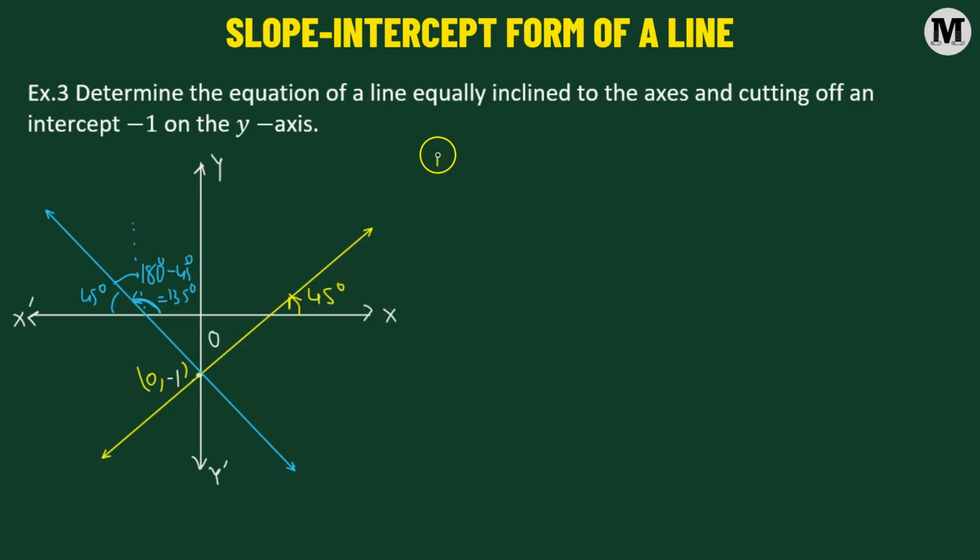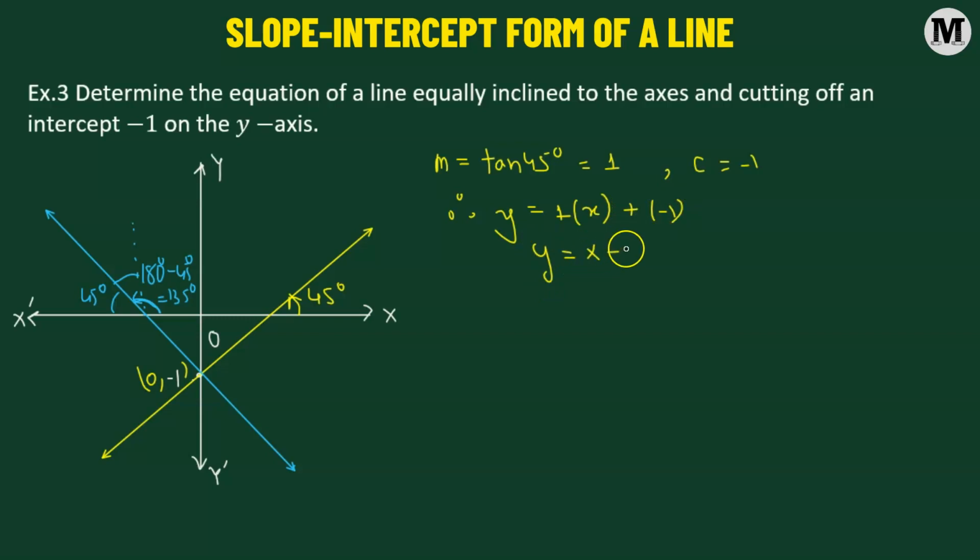So let's call m equal to tangent of 45 degrees, because we're considering the yellow line here. So m, the slope, will be tangent of 45 degrees, which is simply equal to 1, and the y-intercept is -1. So that means we get the equation of the line y equals m times x plus c, or simply put, y equals x minus 1. So this is going to be the equation of the yellow line.